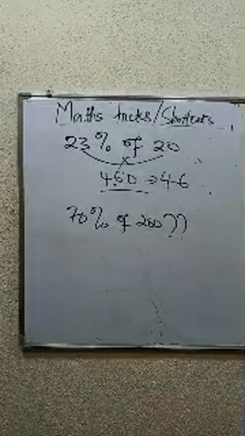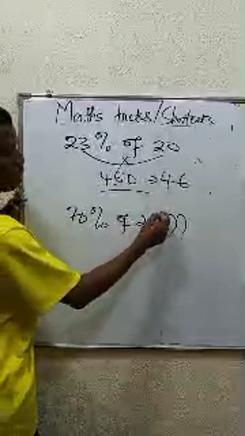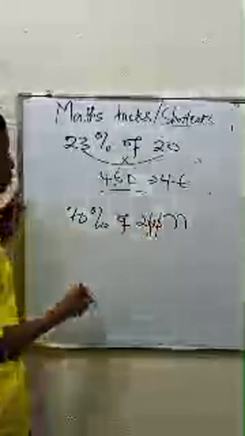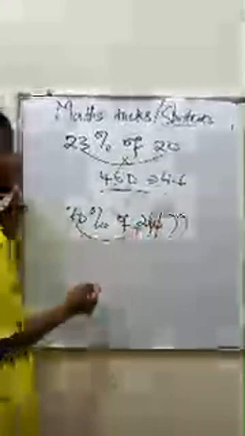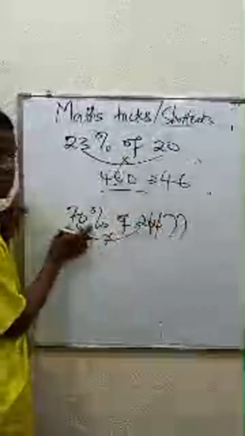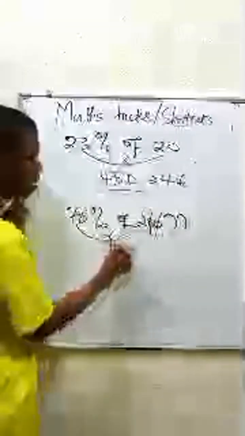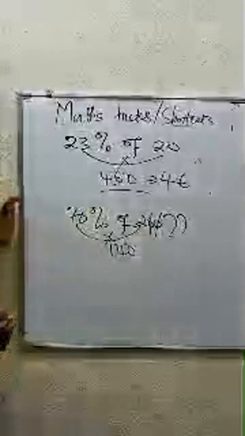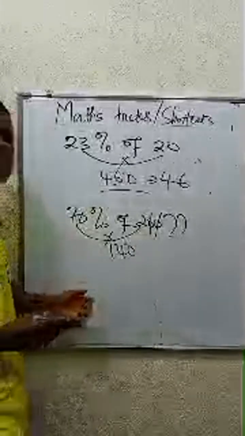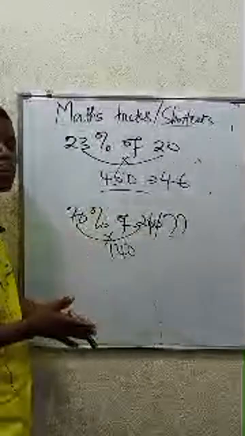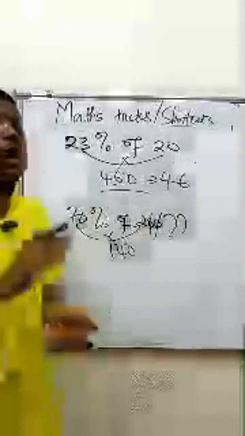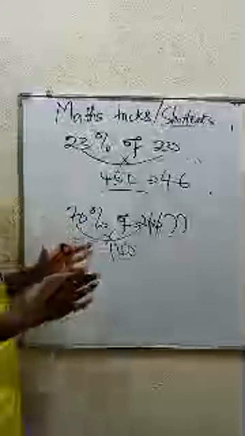Okay, 70% of 200, all you have to do is cancel two zeros. If you cancel out the zeros, you multiply 7 by 2. 7 times 2 is 14, then you add the zero, so 140, and that's the answer. Though with this method, please only use it in objective tests. But if you are solving a theory problem, you have to show all working.